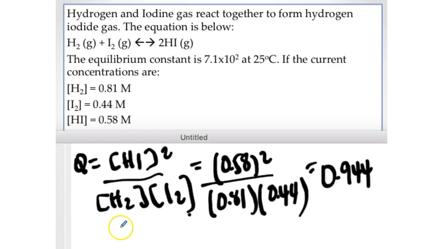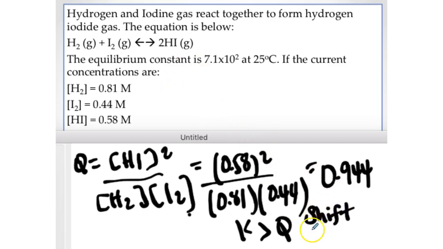K is that number right there. It's bigger. So K is bigger than Q. And anytime K is bigger than Q, it's going to shift to the right. So that means that under these conditions, the reaction is not at equilibrium. Instead, it's still shifting, and it's shifting towards the right. Okay, so that's how you do these type of problems.